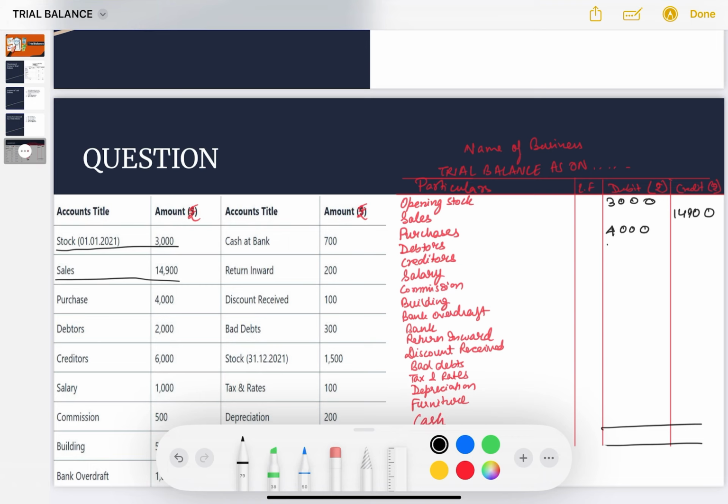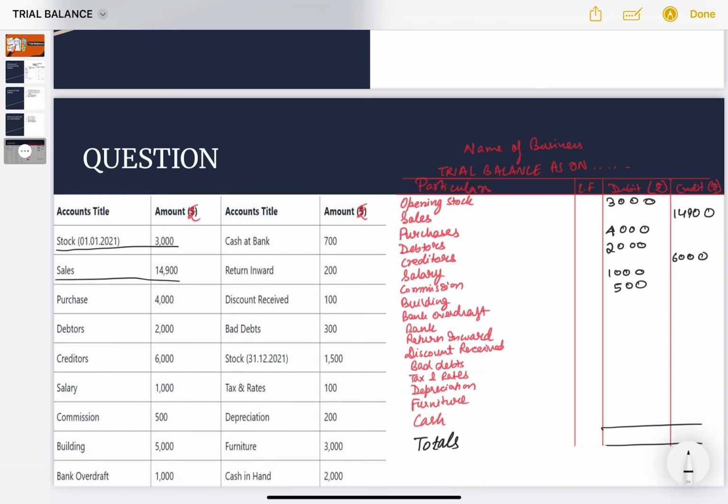Debtors are again an asset for us because we will be receiving money from them. Creditors are a liability for us because we need to pay them. Salaries are an expense. Commission is an expense. Building is an asset, that's why it is to be debited. Bank overdraft is a liability because it means a negative balance in our bank account, or a sort of bank loan. Cash at bank is an asset for us.